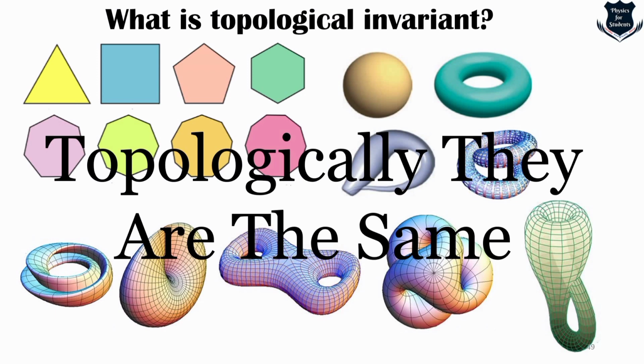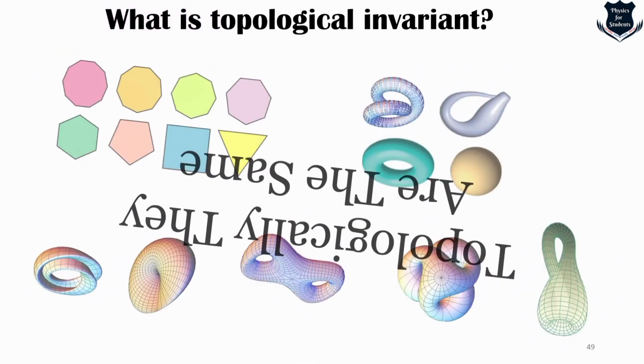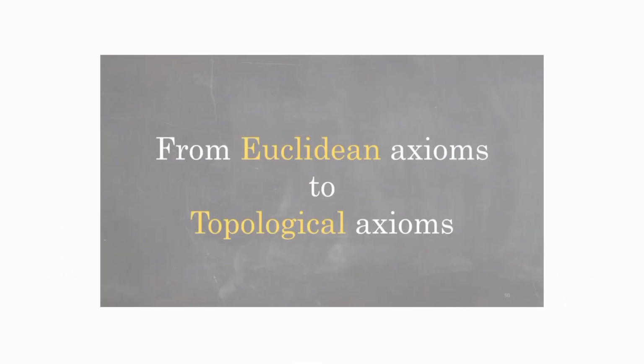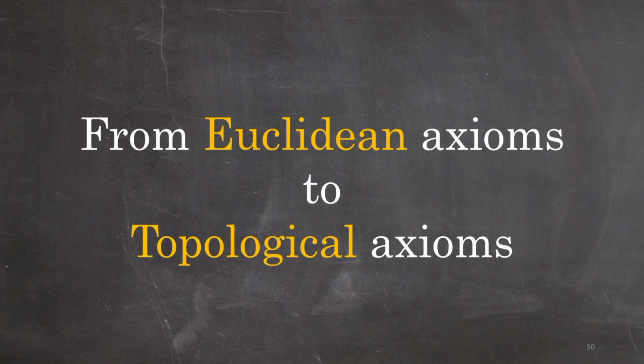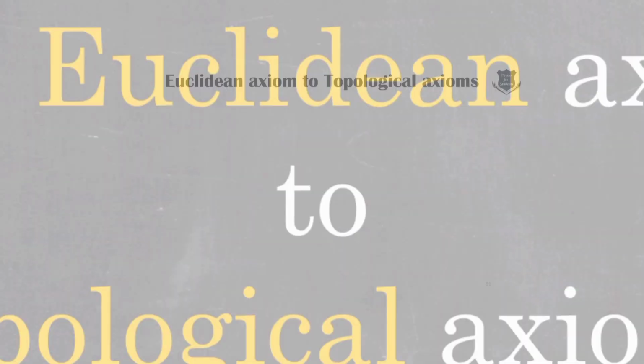Now, what is most important is that when we deal with topological invariance, etc., we are going towards generalization. That means we are making all the Euclidean shapes that we have learned into something very generic, so that even if those things change, the invariance property remains. Now, what do I mean by generalization? We will find it in this final part of our video. So from Euclidean axioms, we move to topological axioms. What do I mean by that?